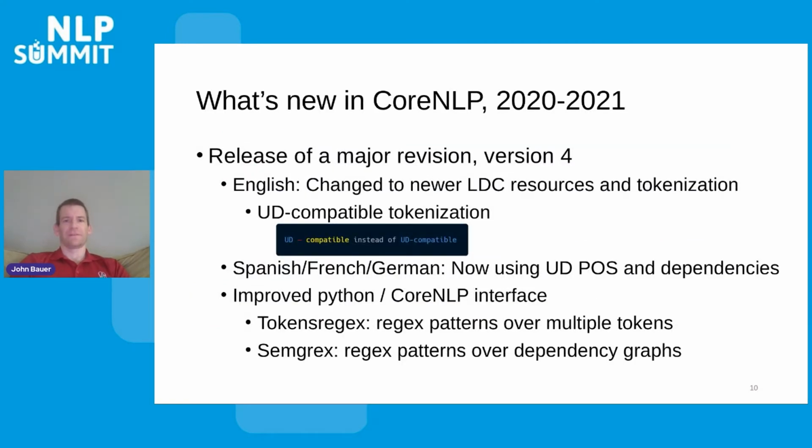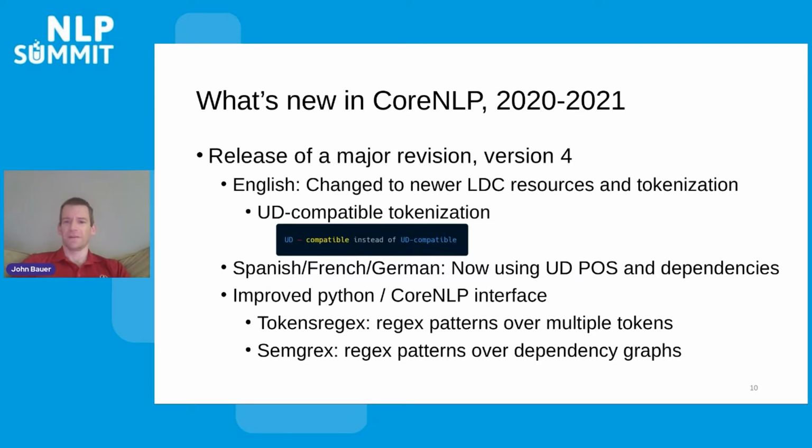Recently, we've released version 4 of this. Some of the major changes are in English. We updated the tokenization and other resources to the latest version of the LDC resources. So as a simple example of that, the tokenization changed. You can see that instead of 1 word, a hyphenated token is now 3 words. We find this much more useful for processing hyphenated words or other sentences or phrases where you want to know the individual meaning of an individual component rather than clump everything together as 1 token.